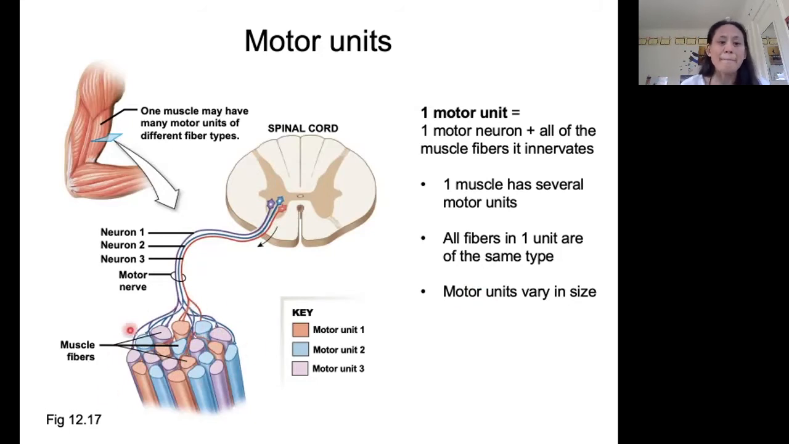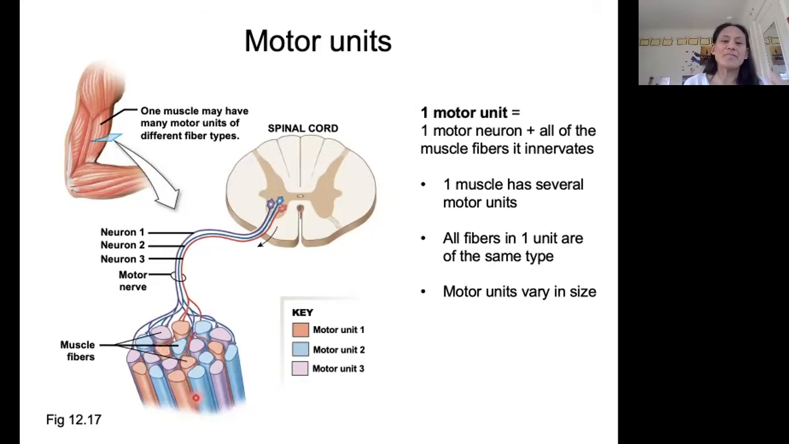So we have this muscle right here. You can see that we've got our red motor unit, our blue motor unit, and our purple motor unit. Incidentally, this is just a little fun fact: all of the fibers in a single unit are the same type. So if this red one is a slow twitch muscle fiber, the rest of the muscle fibers in that motor unit will also be slow twitch. If this purple one is fast twitch, then all of the other purple ones will also be fast twitch.